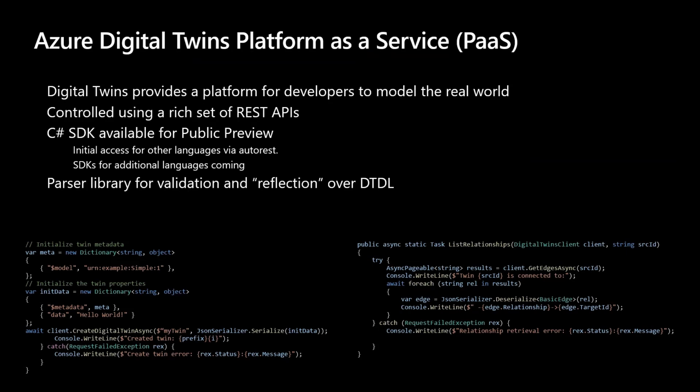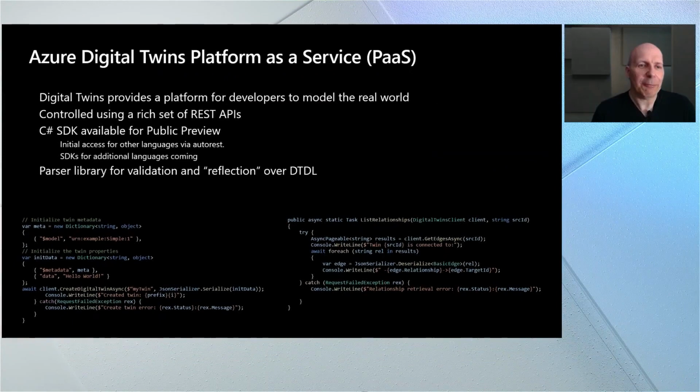Overall, Digital Twins is a platform as a service offering. It's controlled using a rich set of REST APIs. For public preview, we have a C# SDK available that you can use to program against it. And for other languages, you can currently use AutoRest to generate a custom SDK. And we will have official SDKs for Java, JavaScript, and Python coming in the near future.